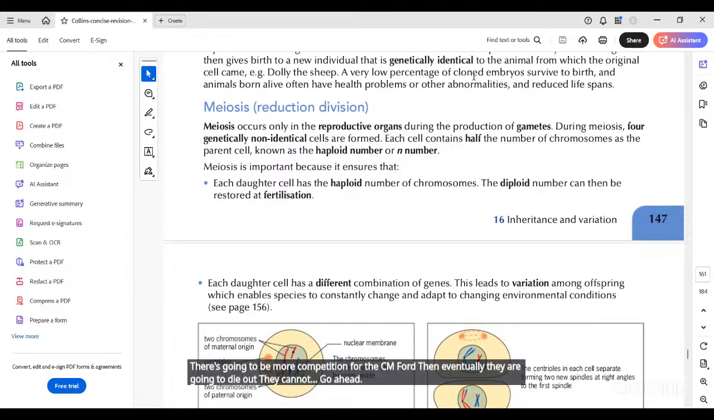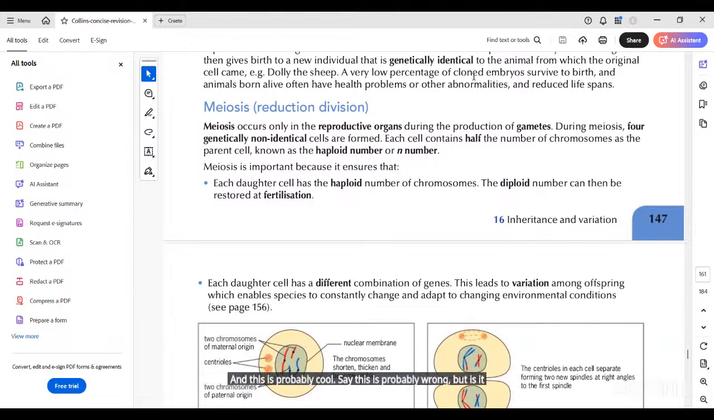So this is probably wrong, but is variation why we have omnivores and carnivores and all that? Yeah, basically, yes, indeed.